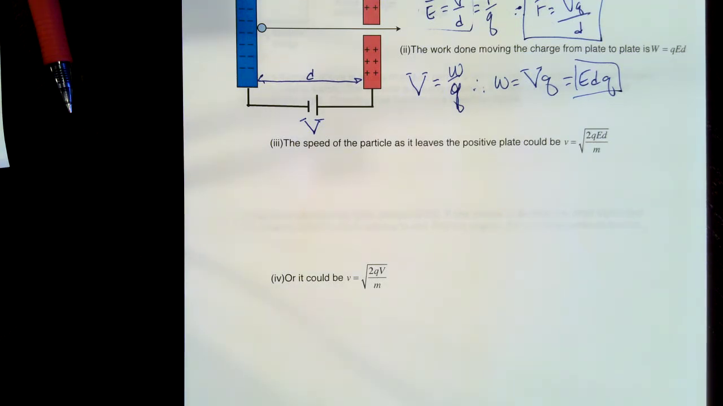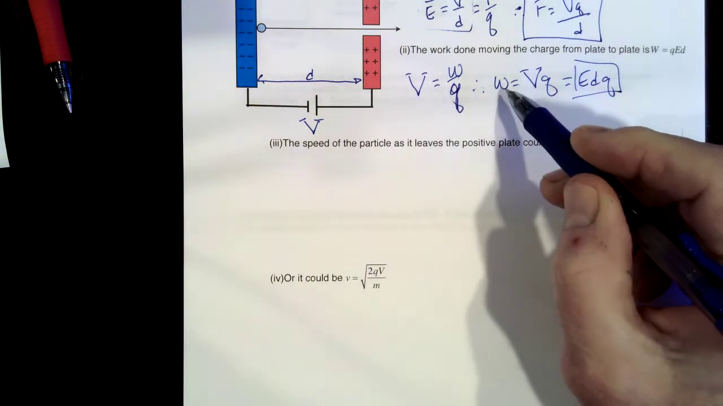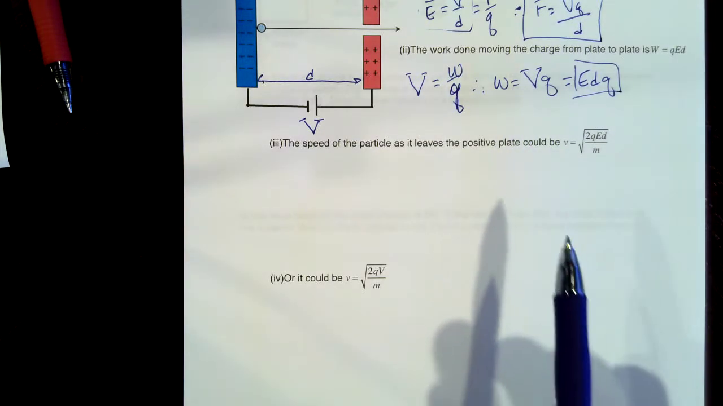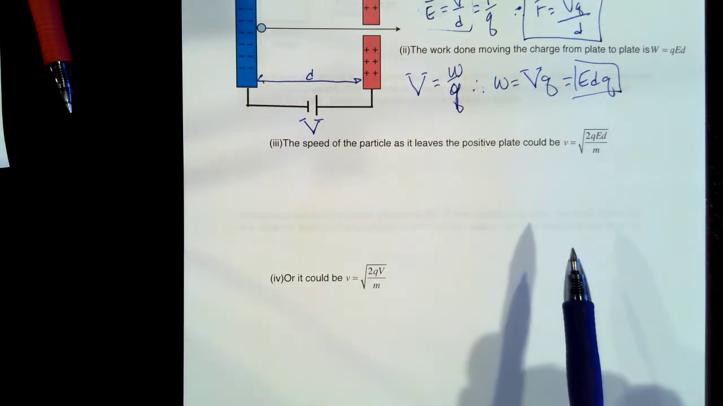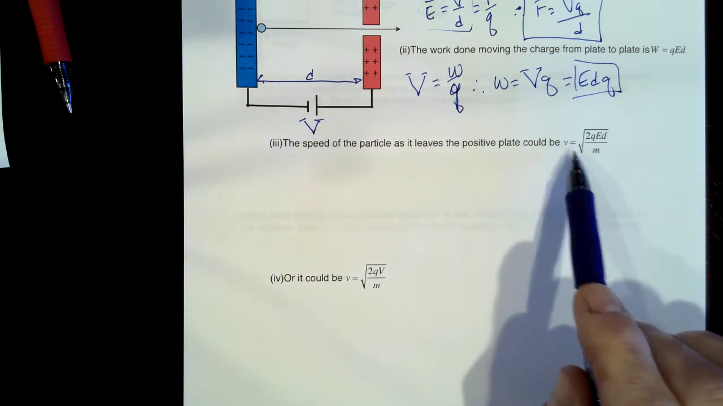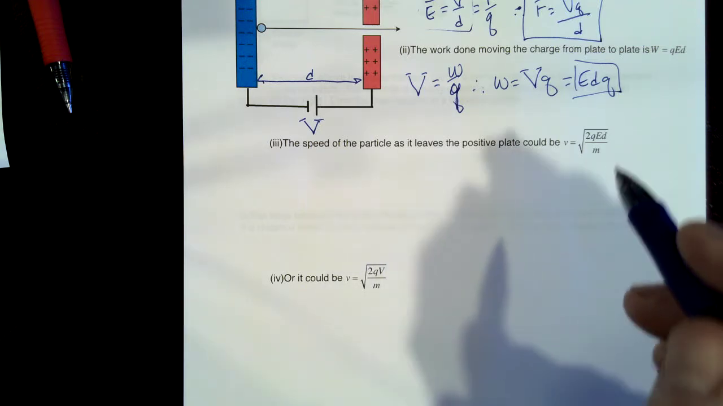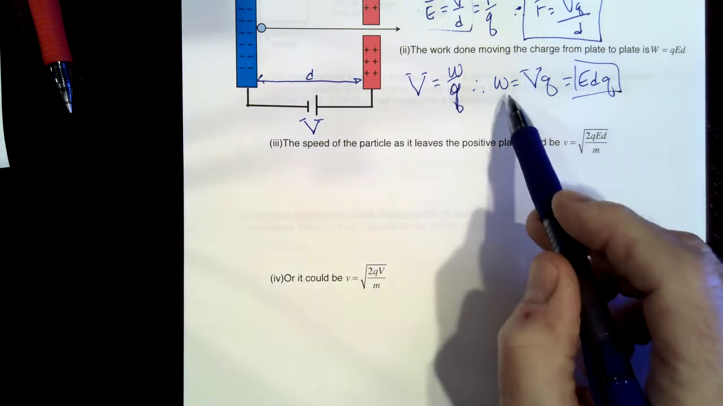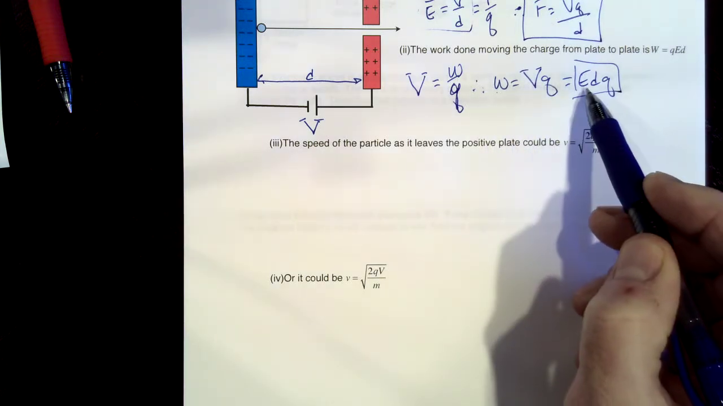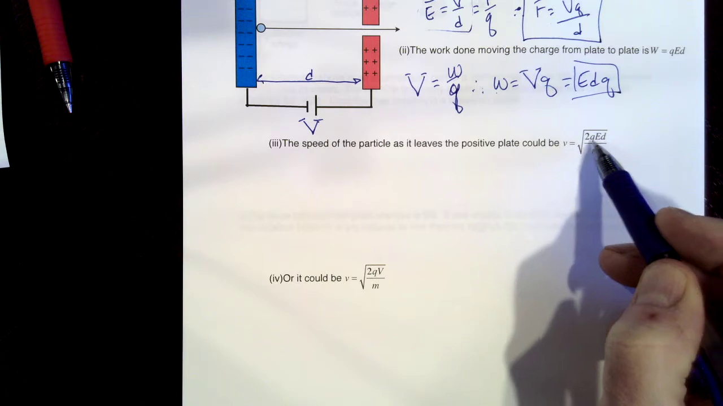The last one down here says, the speed of the particle as it leaves the positive plate. Well, I just solved for work. And my train of thought here is, work and energy, just same stuff. I start seeing things like v equals a square root and a 2 in it. I start thinking about kinetic energy of 1/2 mv squared. When you take the square root of v, you get the square root of the other side. The 1/2 gives a 2. That's what leads me to do this. So let's set what we just had because it already expressed work or energy in terms of E, D, and Q.